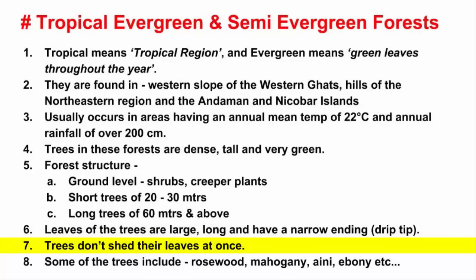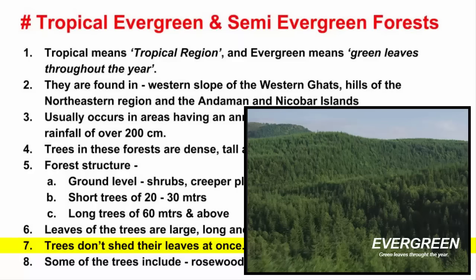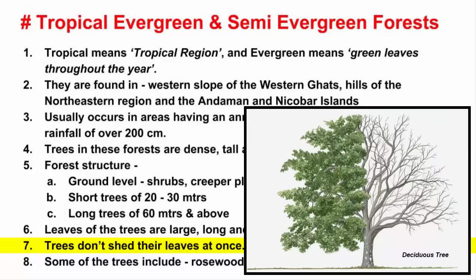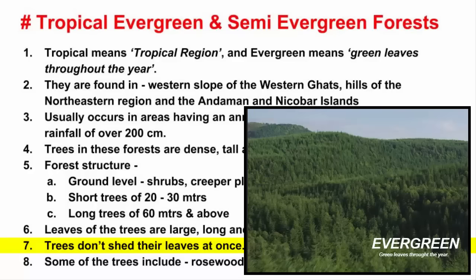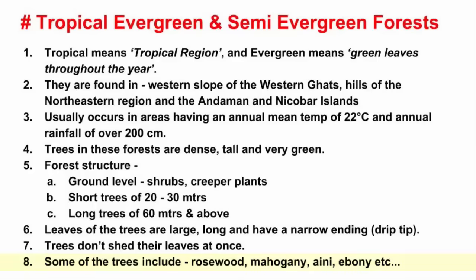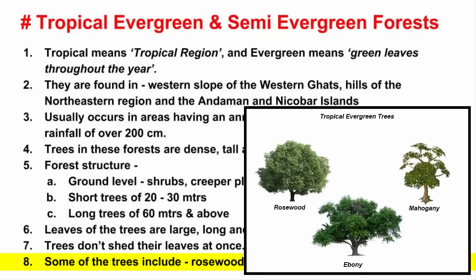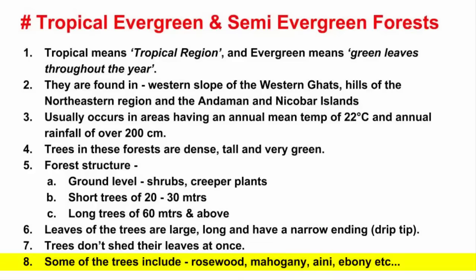Since these forests appear green throughout the year, the trees don't shed all their leaves at once like a deciduous tree. That's why the forest cover looks very lush green and dense throughout the year. Some of the tree species found in these forests include rosewood, mahogany, aini, and ebony.